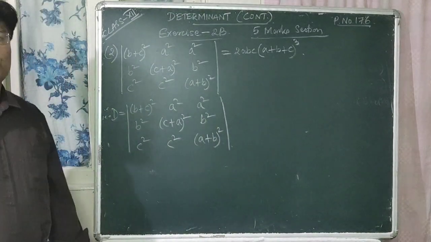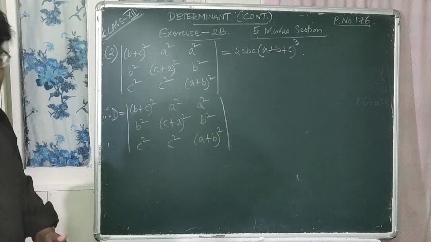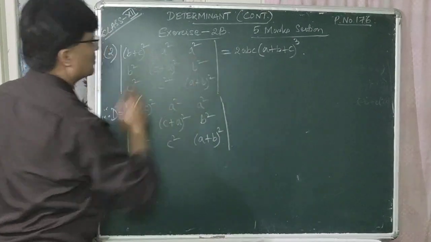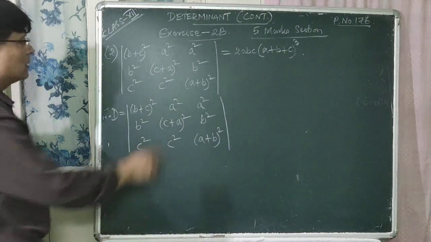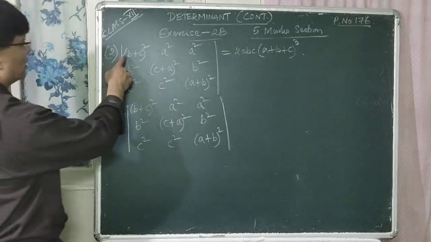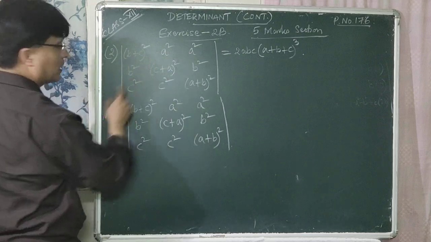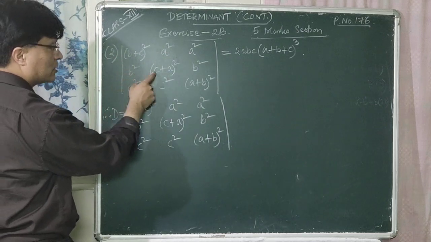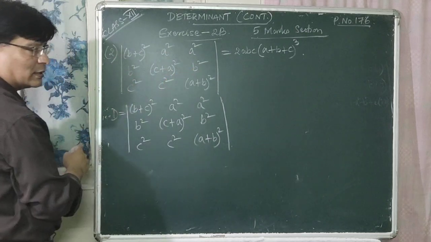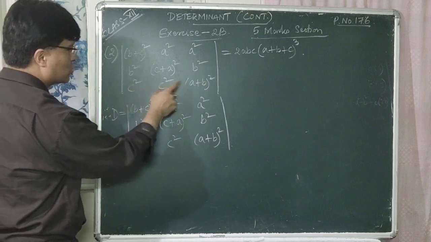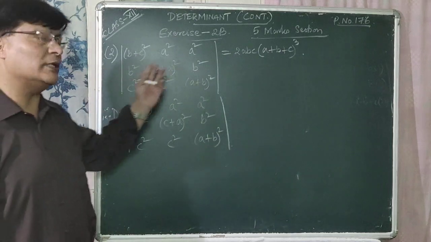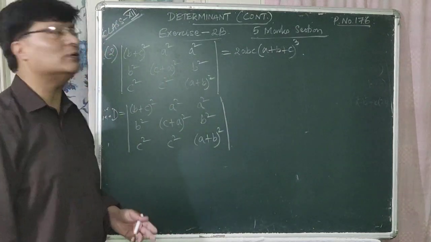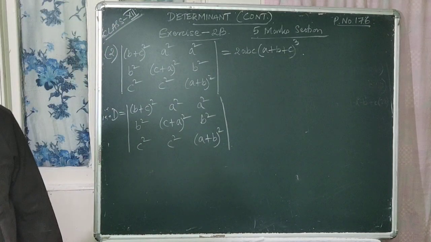Now let's do question number 2. You have to prove that this determinant is equal to twice ABC into A plus B plus C whole cube, right? The determinant given here is B plus C whole square, A square, A square. Second row, B square, C plus A whole square, B square. And what is the third row? C square, A plus B whole square.